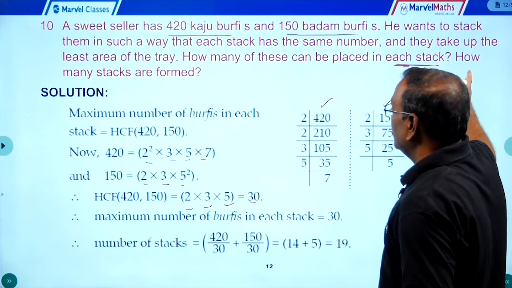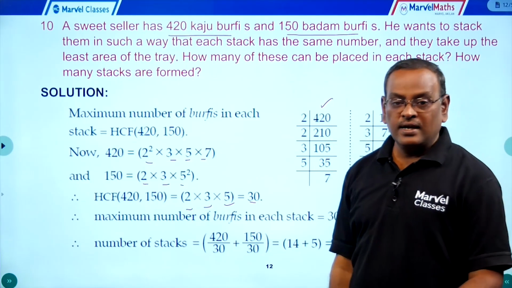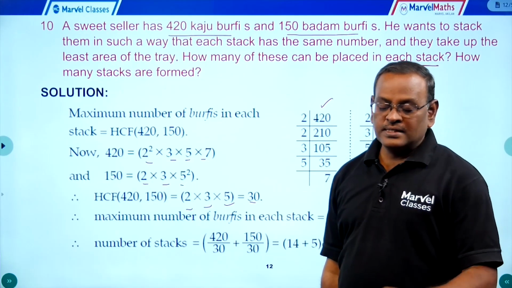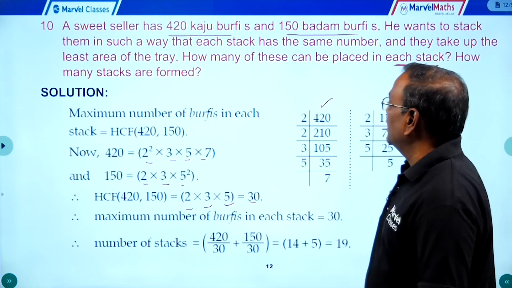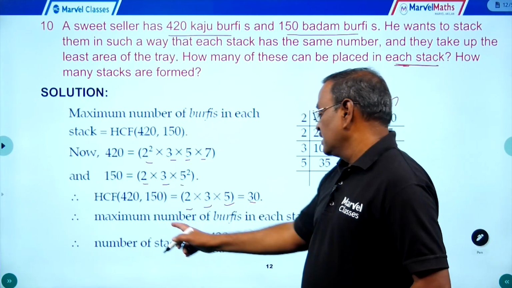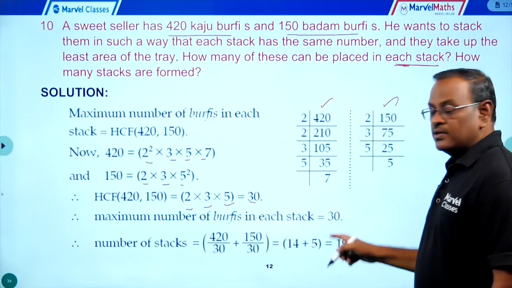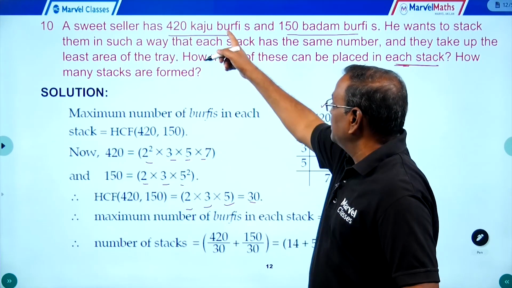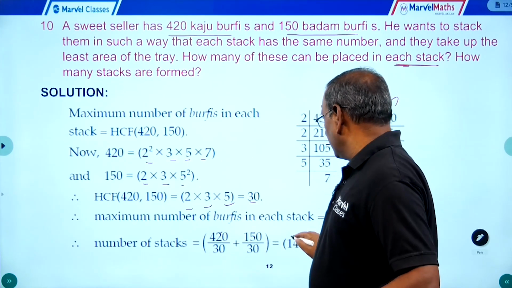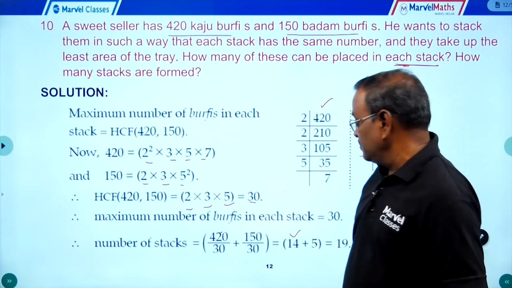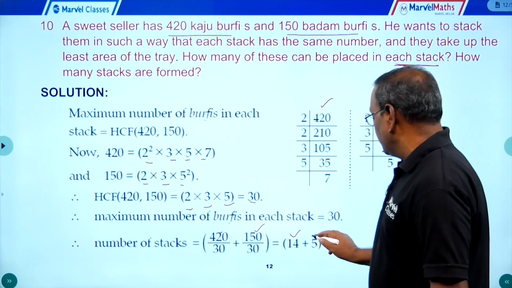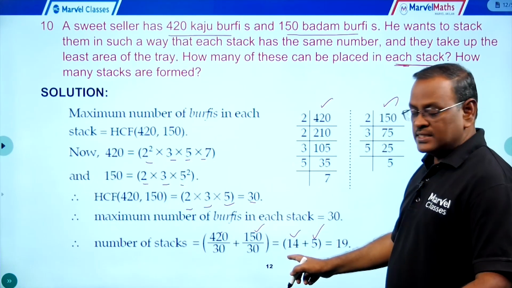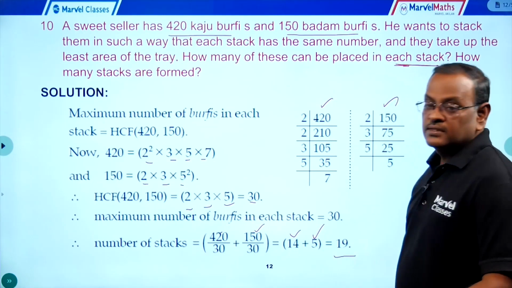Now next question, how many stacks are formed? How to calculate the number of stacks? Very simple. Find the total number of stacks required for kaju barfi and badam barfi. Minimum number of barfis in each stack equal to 30, and number of stacks equal to 420 by 30. This is for kaju barfi. 420 by 30 is equal to 14 stacks required for kaju barfi, and 150 by 30 equal to 5 stacks required for badam barfi. So totally the sweet seller needs 19 stacks.